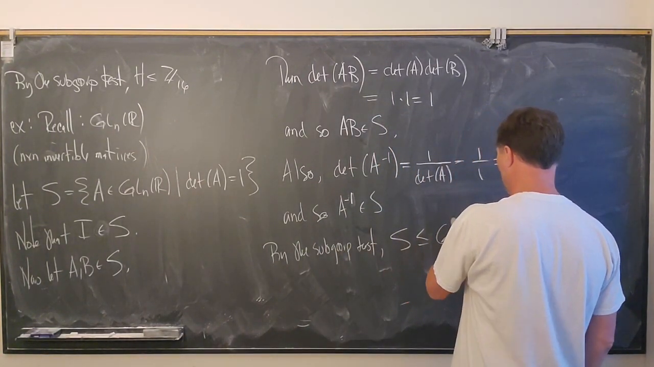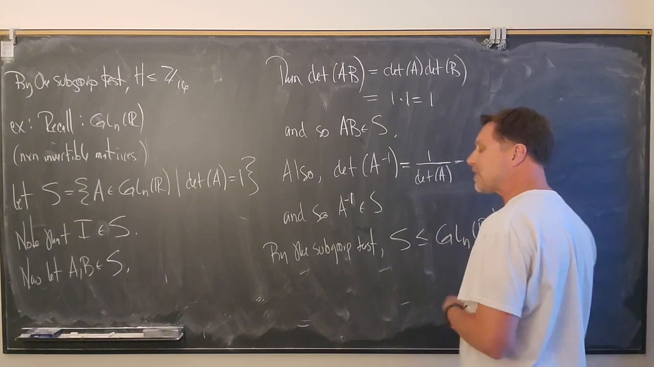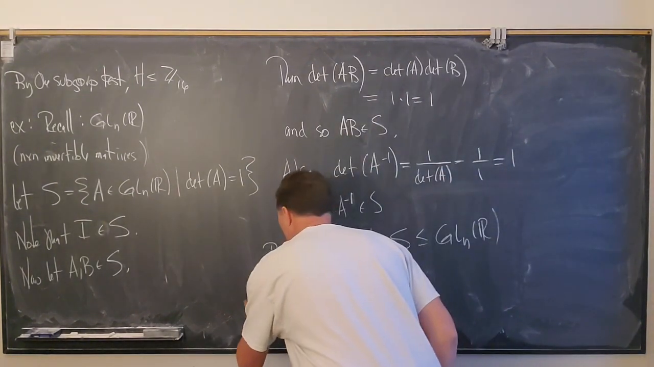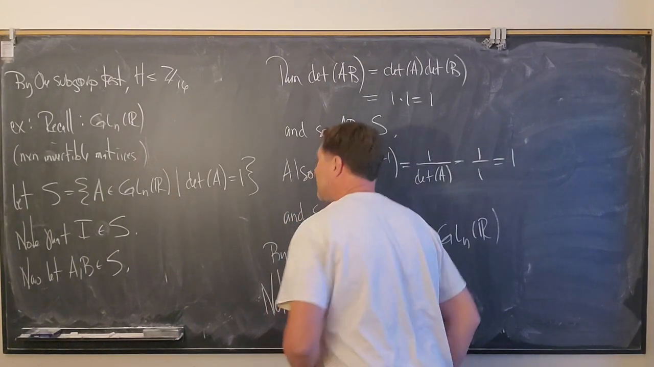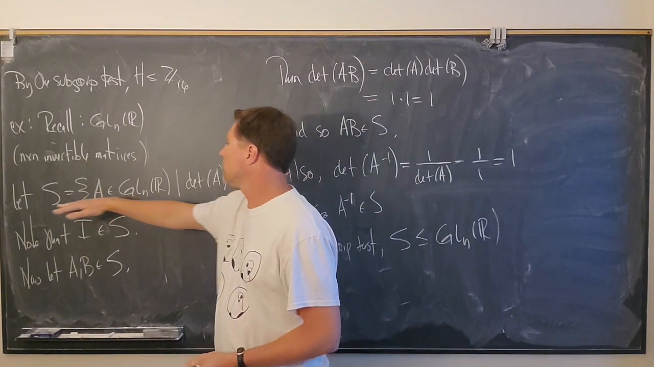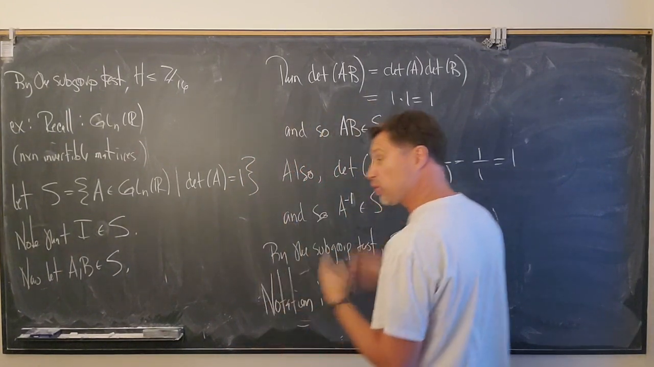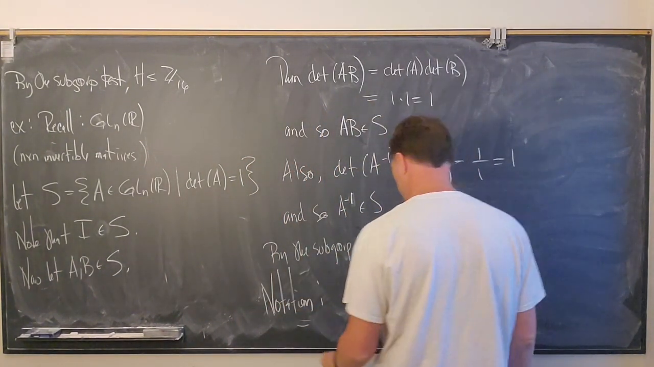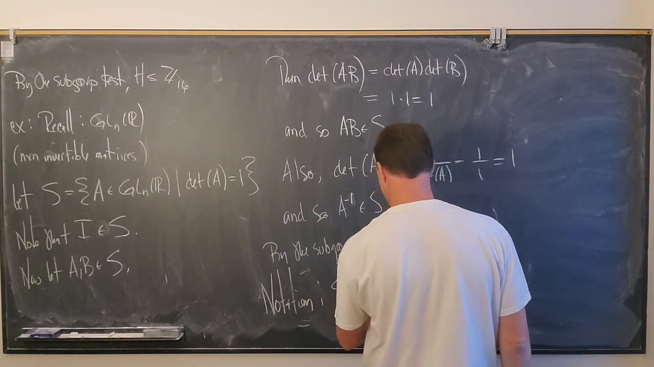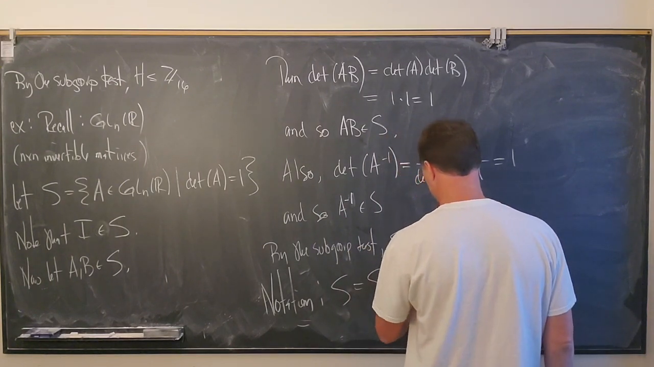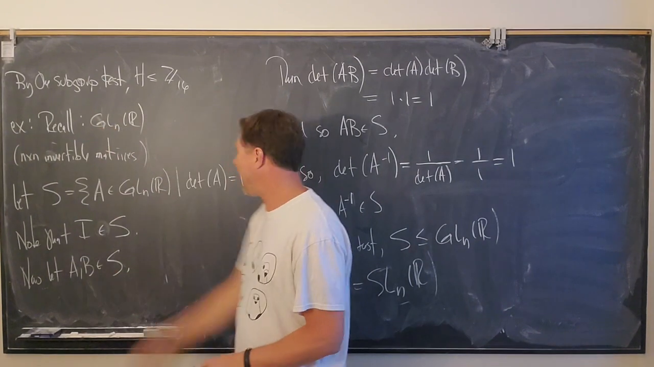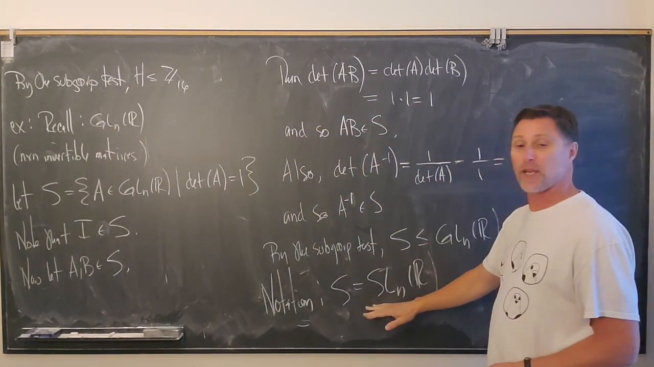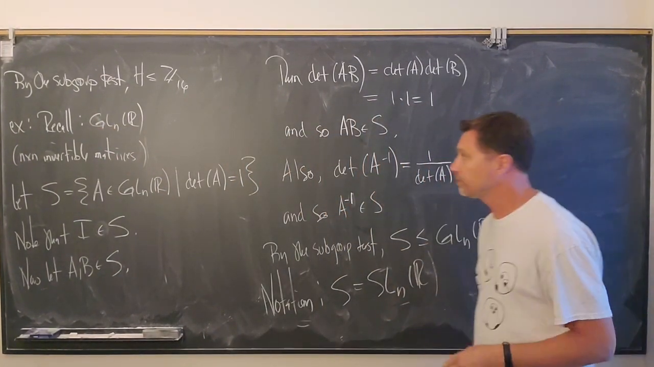And this actually has a special notation. In the future, we're going to come back and see this group every once in a while. So this group S, which is a subgroup of GL_n(R), is actually written as SL_n(R). GL_n(R) is the general linear group. SL_n(R) is the special linear group. So S stands for special.